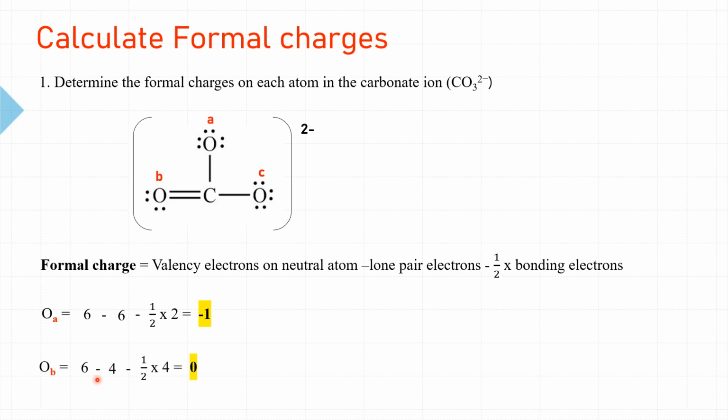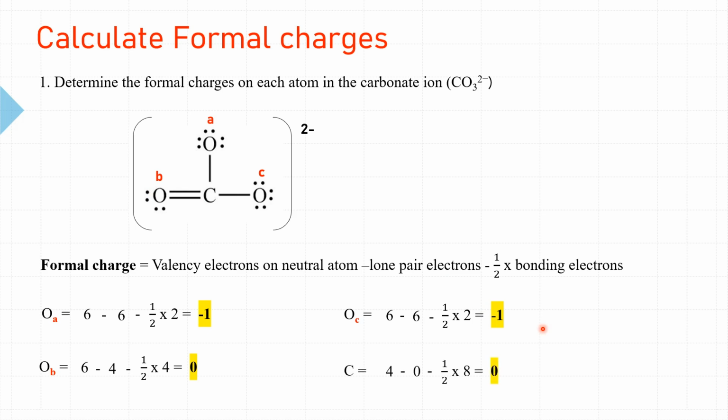B oxygen: 6 minus 4, minus half times, there is a double bond. Double bond means 4 electrons sharing. So half times 4, then the overall charge is 0 on B oxygen. The same way we can calculate C oxygen: 6 minus 6 minus half times 2, because it's a single bond to the right oxygen, the charge is negative 1.